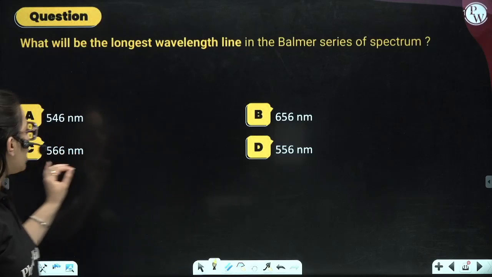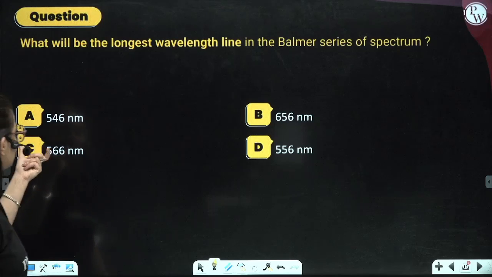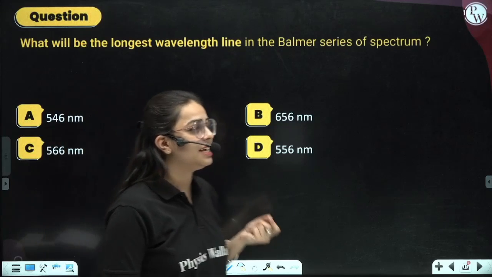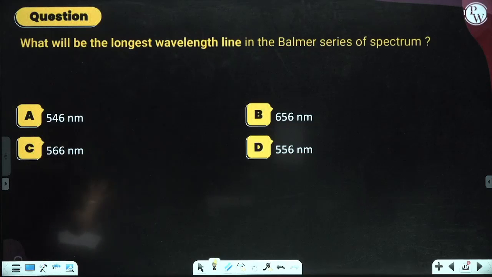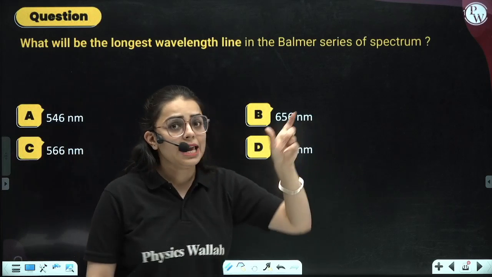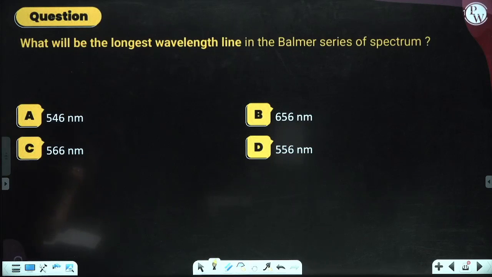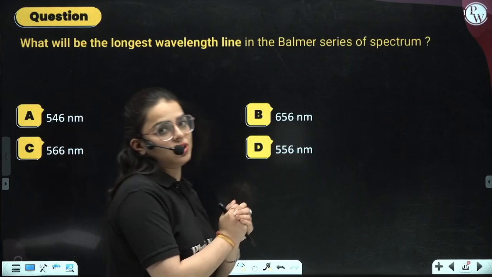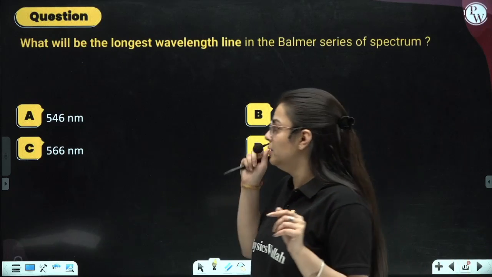Okay, A option is 546 nanometer, B option is 656 nanometer, C is 566 nanometer, while D is 556 nanometer. Now students, just think once over here that you have to tell what? Over here you have to find the longest wavelength line in the Balmer series. Now if you remember, in the Balmer series, when we are talking about longest wavelength, we are talking about lowest energy value. Longest wavelength, lowest energy, right?